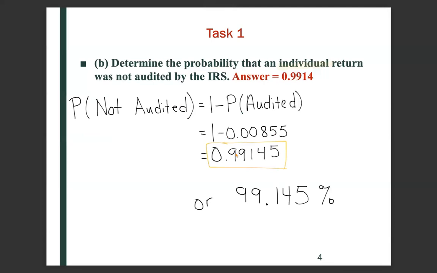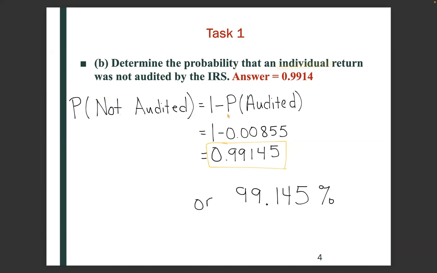Task 1B. Determine the probability that an individual return was not audited by the IRS. So here we're still dealing with individual and not corporate. And so the probability that an individual return was not audited, we can use the complement and do 1 minus the probability of those audited. So the complement of not audited would be audited.